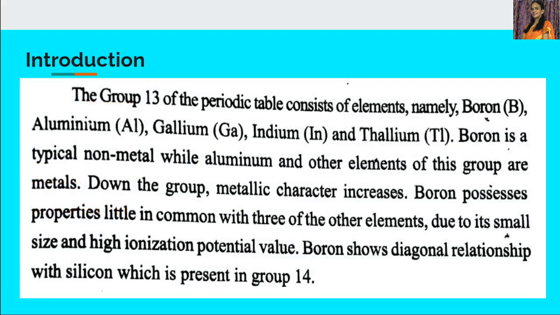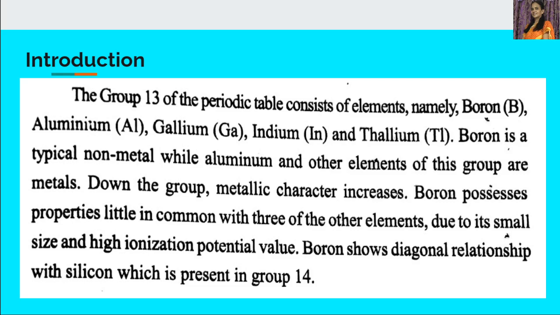Now, what are group 13 elements? The group 13 of the periodic table has the elements boron, aluminium, gallium, indium, and thallium. Here, boron is a non-metal, while aluminium and the other elements of this group are metals. As we move down the group, metallic character increases and non-metallic character decreases. Here, boron possesses properties which are different from the other elements of the group.